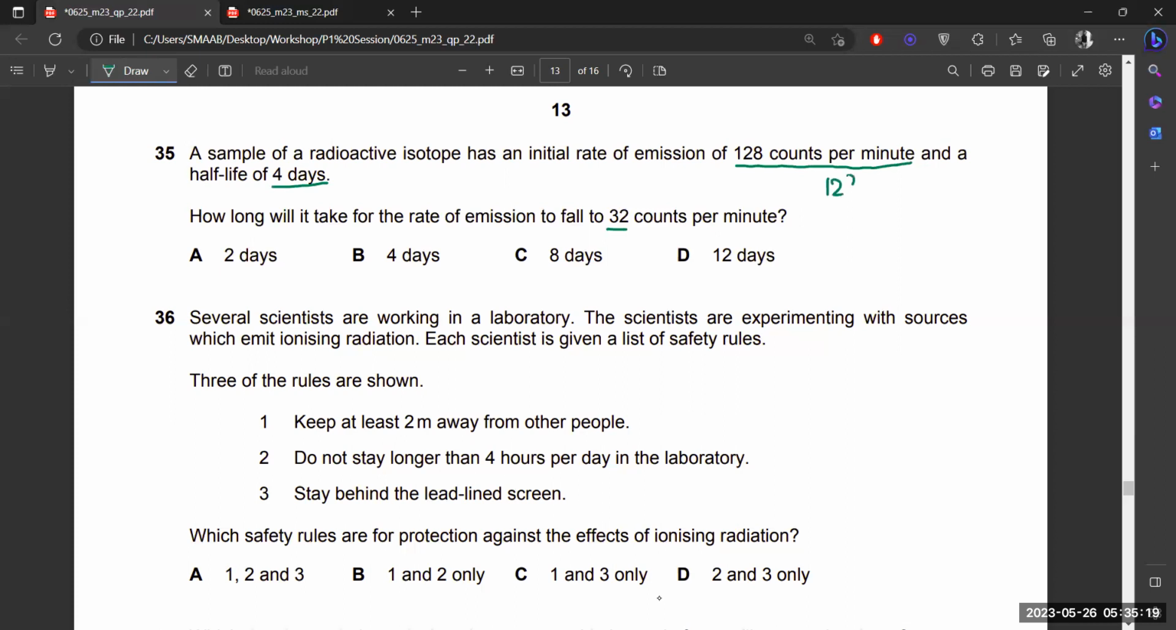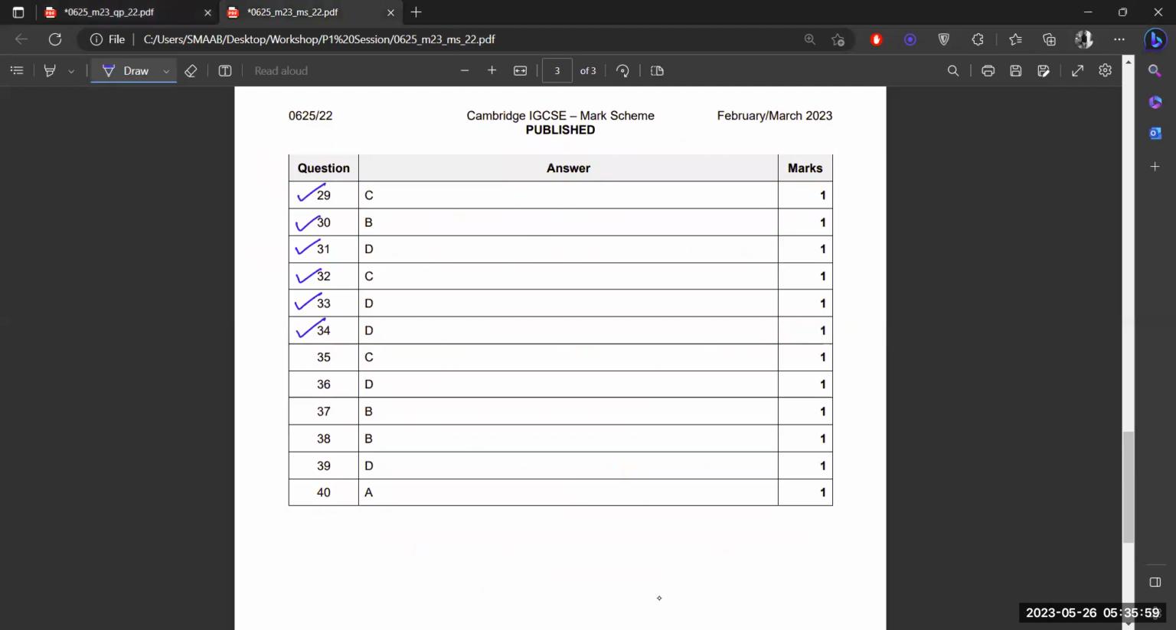First, the basic concept I always teach my students: just divide the actual value by 2 until you get the desired value of your result. So 128 divided by 2 will be equal to 64. That is the first half-life. And you know the time period is 4 days. So after 4 days, we will get 64. Again divided by 2, that will be equal to 32. It means that is the second half-life, and 4 plus 4 is 8 days. So after 8 days, you will get the value of 32 counts per minute. That is option C.